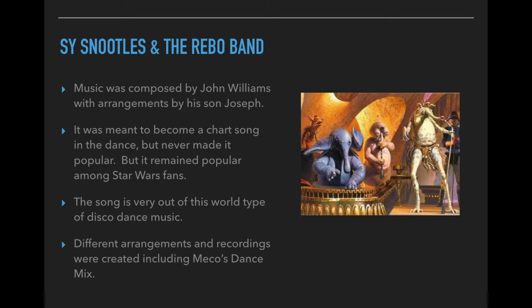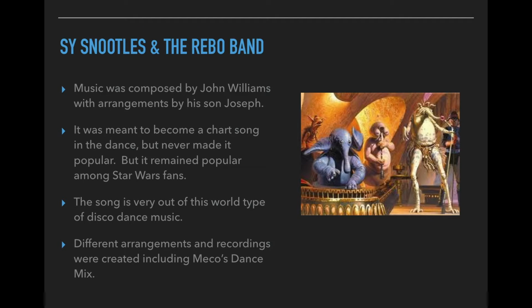But anyways, there was a band called Sy Snootles and the Rebo Band. And the piece of music that was composed is titled Lapti Nek, or Neek. I've heard it pronounced both ways. It is a song that was composed using lyrics in the language of Huttese. A language was created literally for the film to make it very realistic. And this language was used to create the lyrics, which John Williams took and composed the music, which was also arranged by his son Joseph Williams, who worked on the project as well.